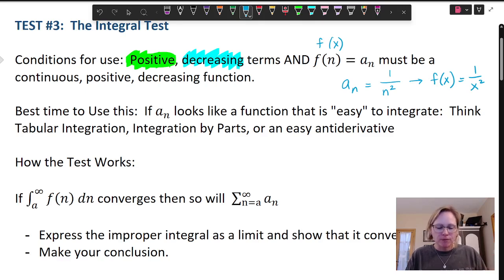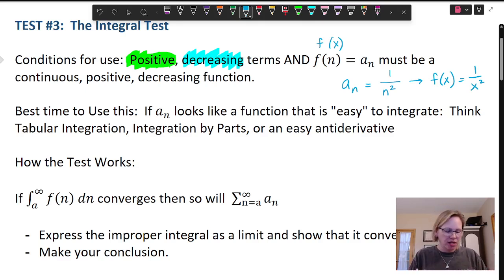So the other rule is that this function that we create has to be continuous, and it should also then be positive and decreasing. So if your series is positive and decreasing, your function should be positive and decreasing. You just need to make sure that it is in fact continuous on the interval. So something to look out for would be something like vertical asymptotes or things like that. So we'd want to be mindful of that. Most of the time though, that's not going to be a huge issue, but it is something we do need to consider and make sure that our function is in fact continuous and that there are no holes or vertical asymptotes on that interval.